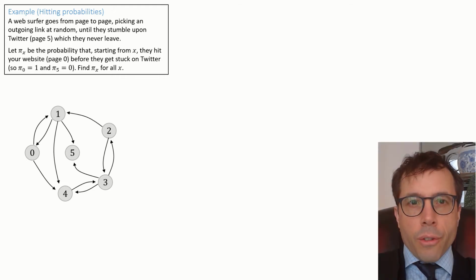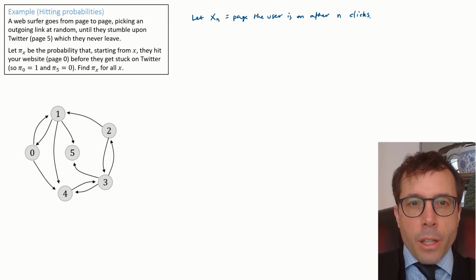It asks us to find pi x, the probability that, starting from page x, the random surfer hits my web page, page 0, before hitting Twitter, page 5. Let's start by turning this into a question about Markov chains.